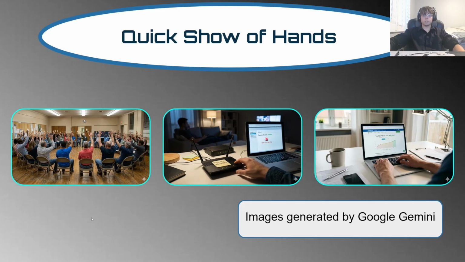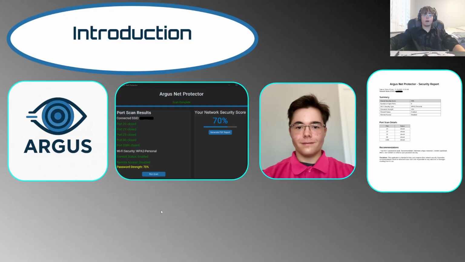So I ask you this question: what if checking your network was as easy as checking your credit score? Hello, I'm Daniel Joljaka, and I created Argus Net Protector. It's cross-platform, works on both Windows and Linux. This network scanner gives everyday users a straightforward visual way to secure your home network without needing cybersecurity background or knowledge.